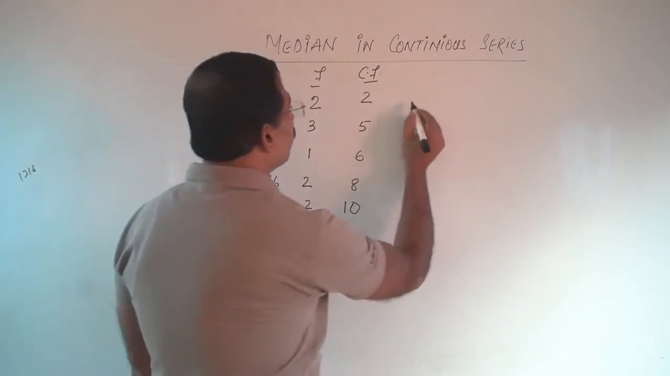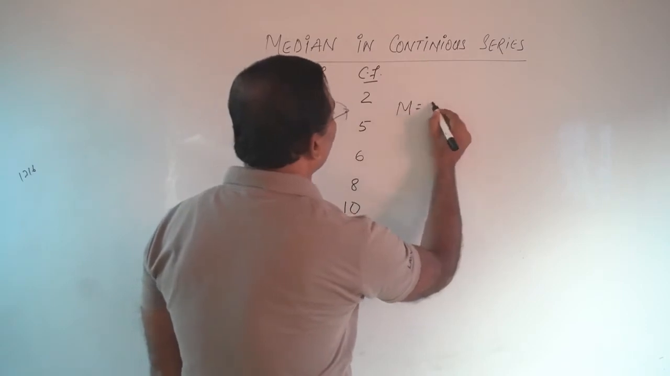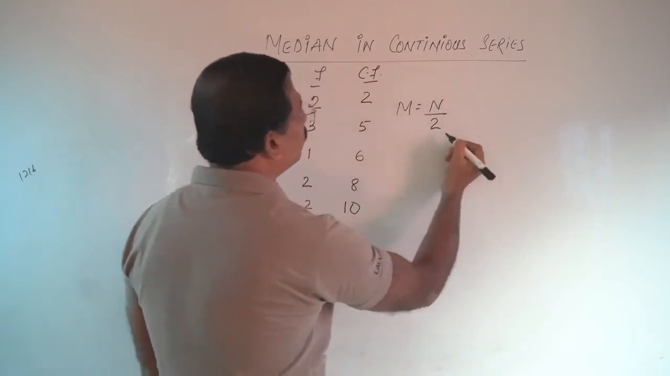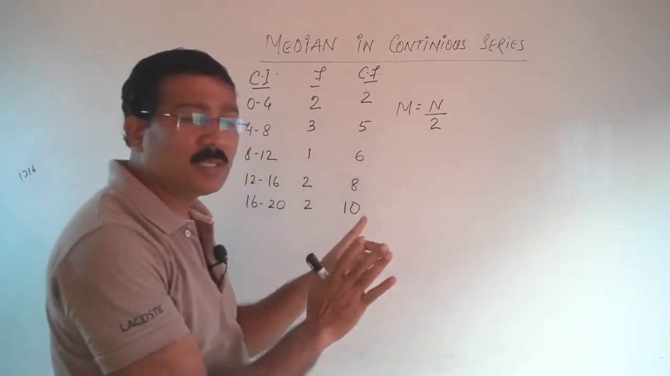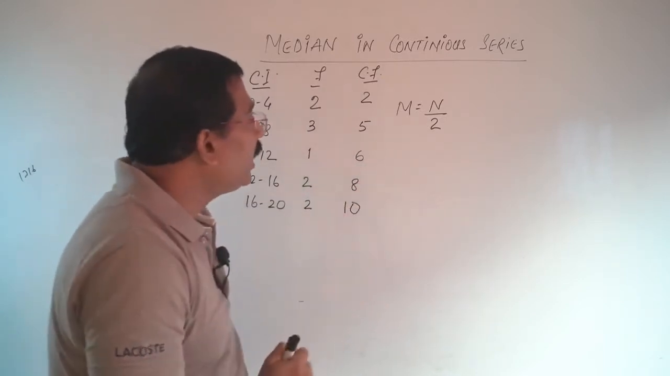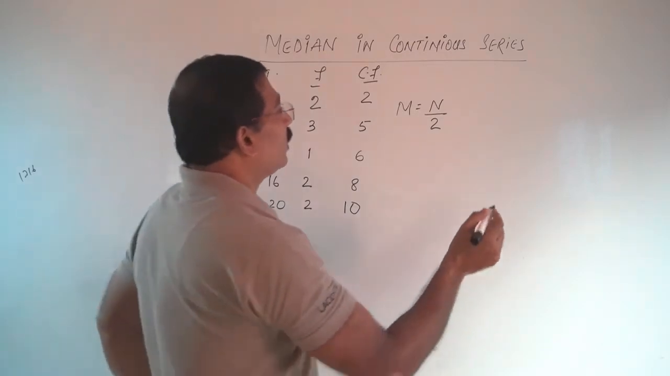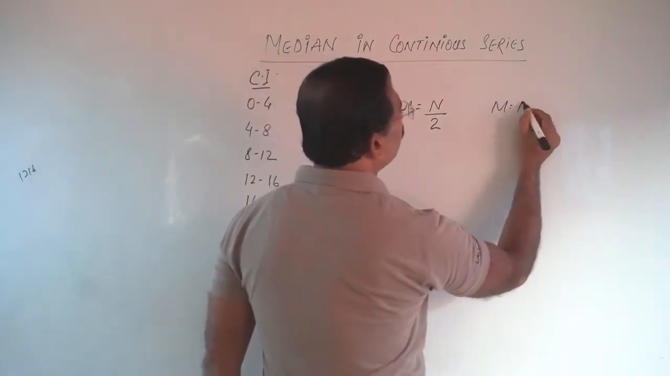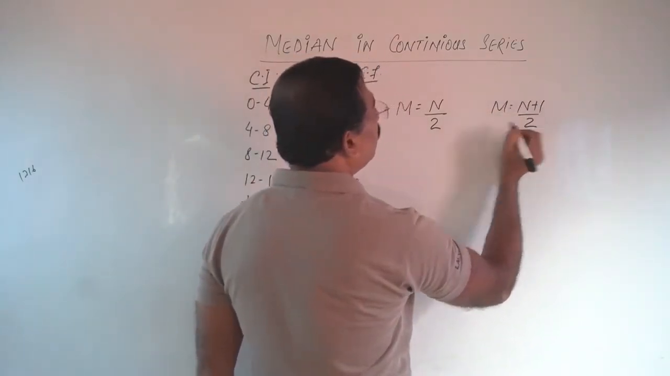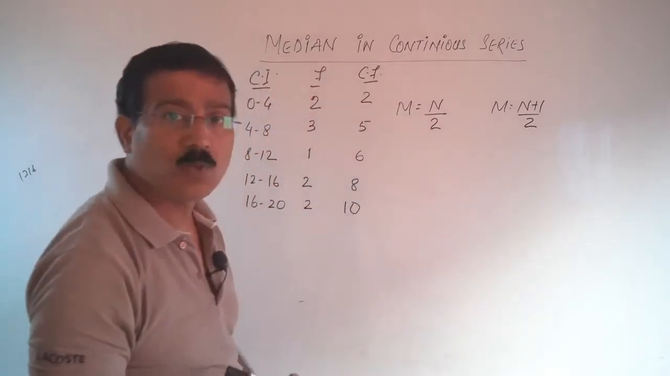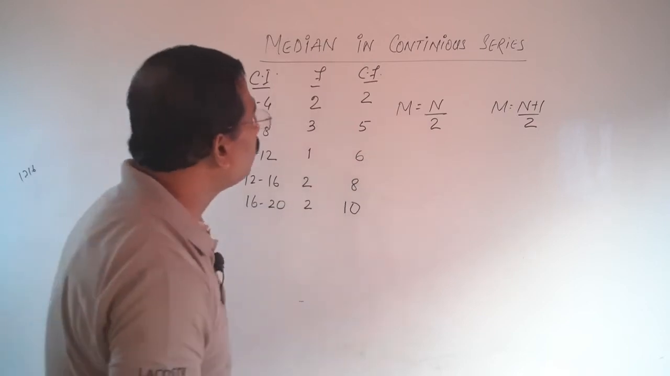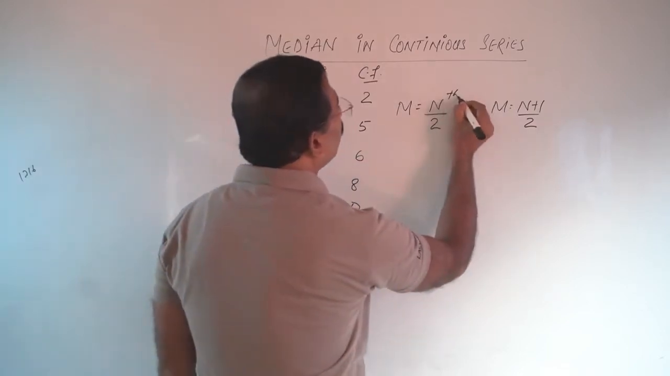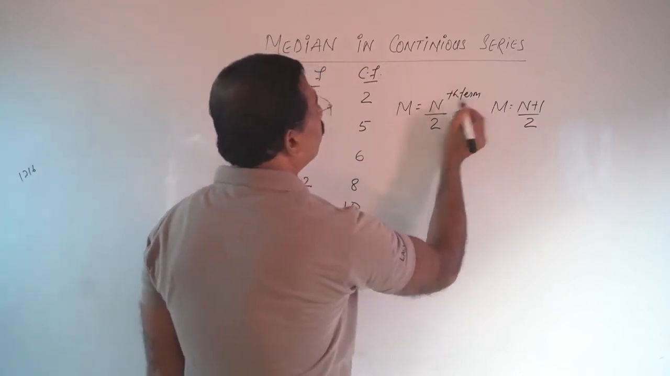Next, median is equal to n by 2. This is the change from individual series and discrete series. In individual and discrete, you have studied M is equal to (n plus 1) upon 2, but in continuous, M is equal to the n by 2th term.